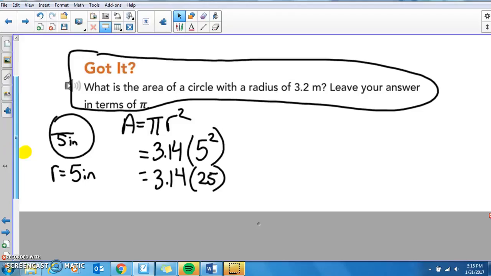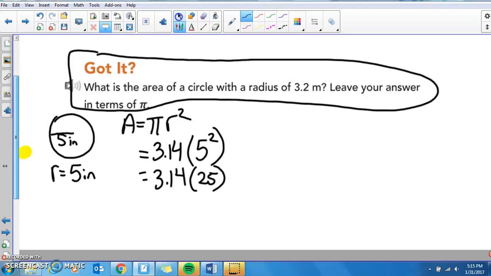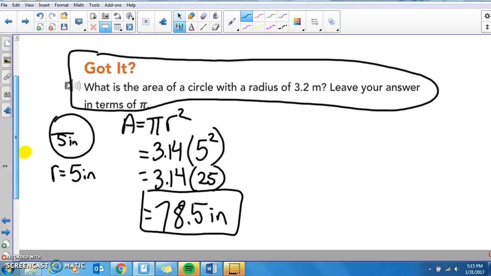So when you multiply 3.14 times 25, you would get 78.5 inches. So that would be the area of that circle. And whenever we do area, we put a little exponent of 2 for inches squared. Now, in this particular problem I just did, we substituted 3.14 for pi. That's what you always do. But what I want you to now focus on is this problem that was given to you on this page.